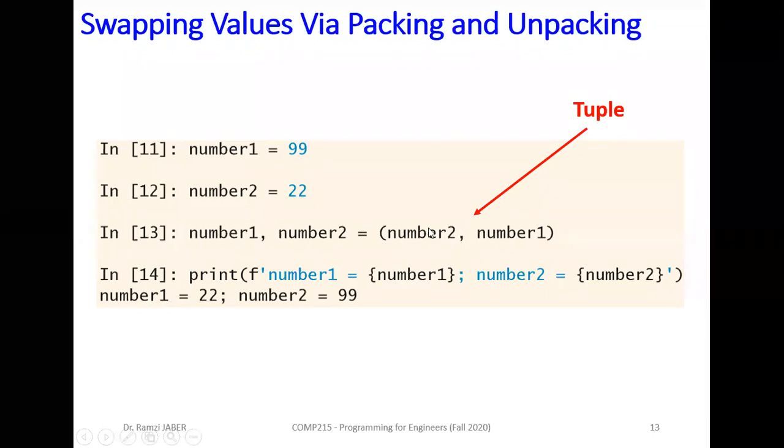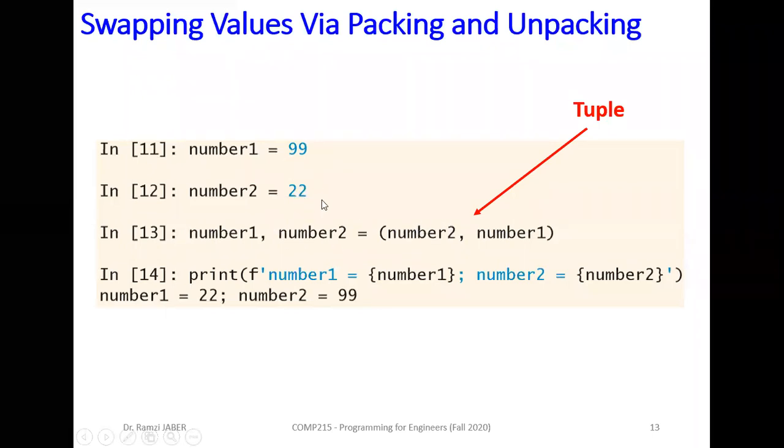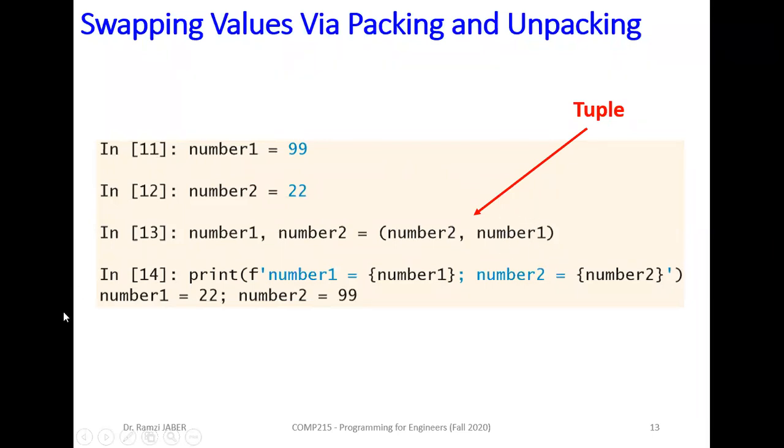So we swap it, we flipped it. Number1 will be equal to the value of number2, and number2 will be equal to the value of number1, and then print the result. Before, number1 was 99 and number2 was 22, but here number1 equals 22 and number2 equals 99. So we swapped these two numbers. We can use the packing and unpacking sequence for swapping.